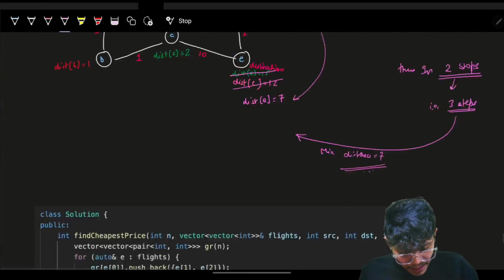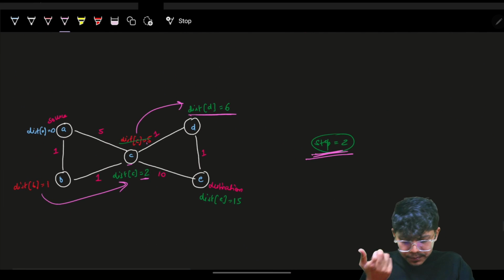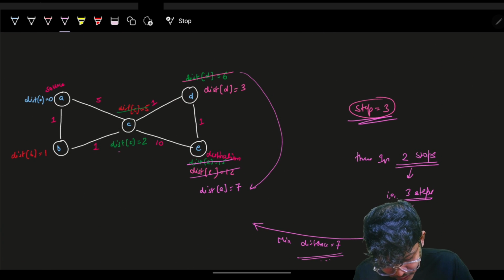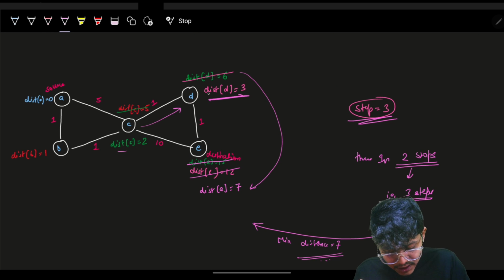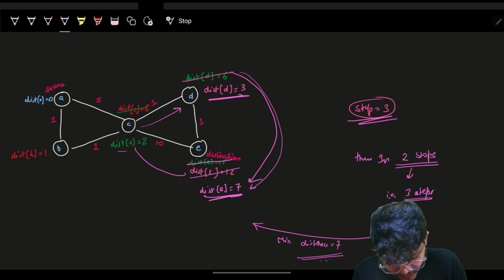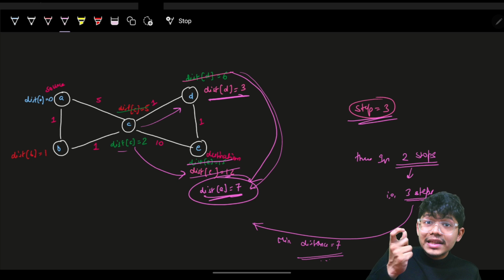Now coming back, at step 2 we had done. Now we'll just simply go back and say on step 3, from here to here the distance will be 3, from here to here the distance will be 7, from here to here the distance will be 12. Minimum is 7, so return the minimum distance.